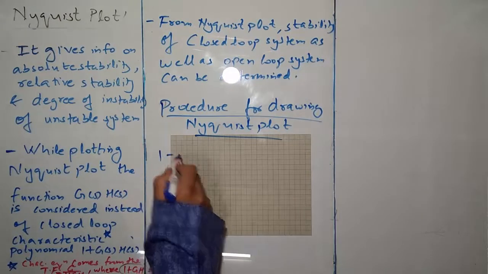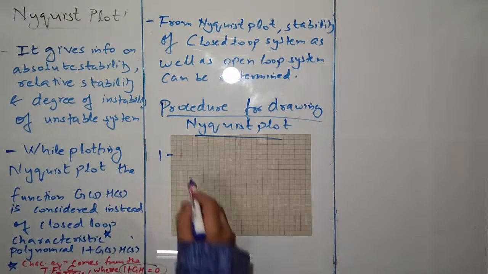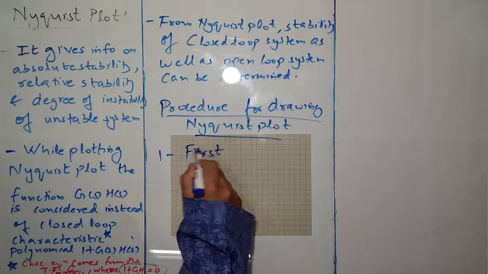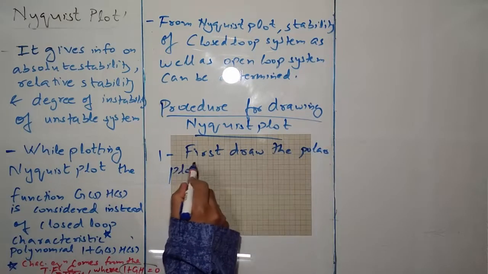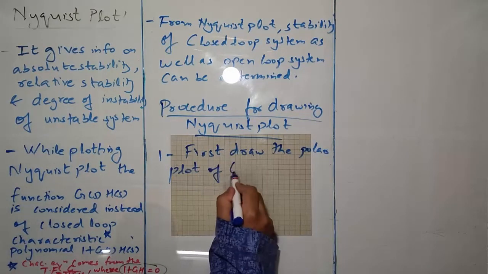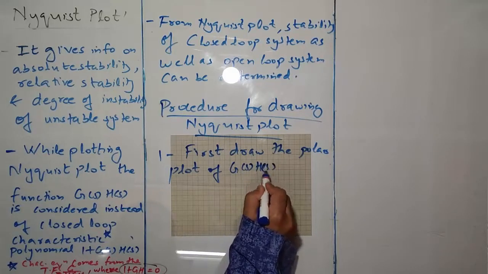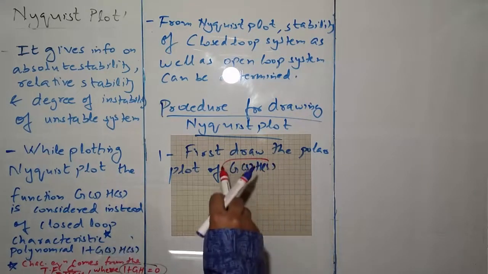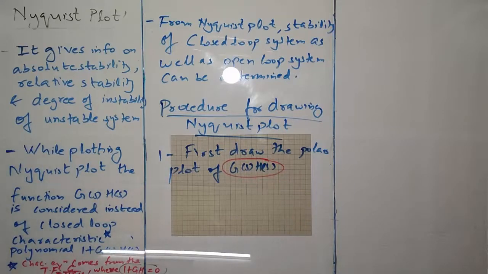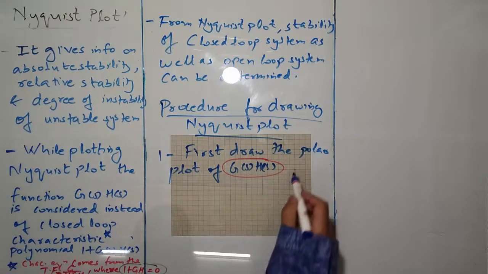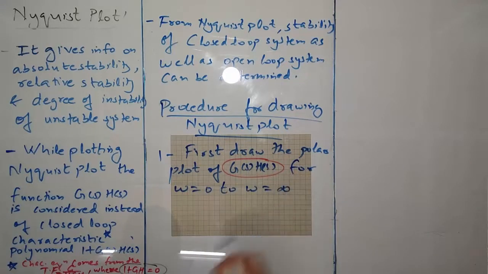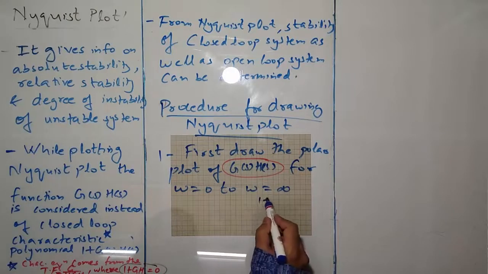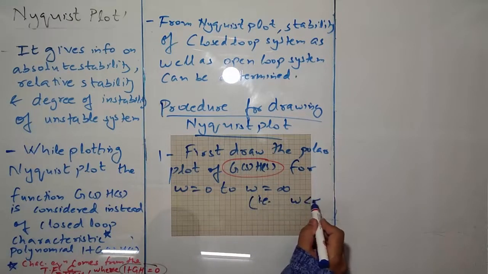So you'll have to first, in the first step, draw the polar plot of G(s)H(s). So note that we are going to draw the polar plot of G(s)H(s) and not of 1 plus G(s)H(s) in order to draw Nyquist plot of any system. And of course this will be drawn for omega lying between 0 and infinity. So that is, you're talking about the range of omega between 0 and infinity.